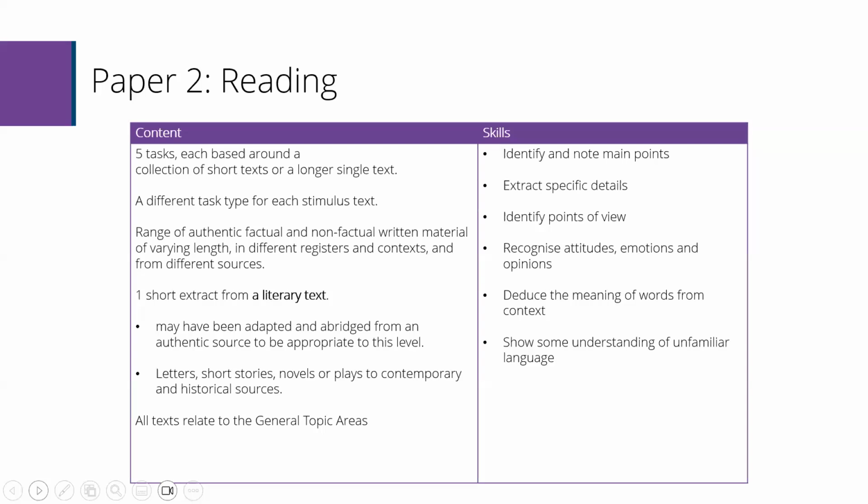Okay, good. So we're going to move on now. We're going to have a think about the reading paper. So the reading paper has 5 tasks, and each one is based around a collection of short texts or a longer single text. And there's a different task type for each stimulus text. And this is where we say, well, actually, sometimes you tick a box, sometimes you write in a word, sometimes you write a longer answer, etc.